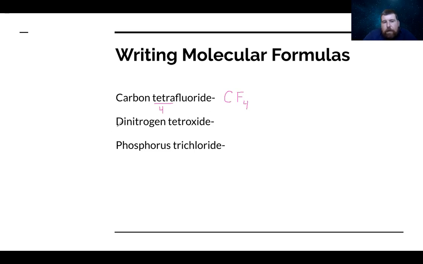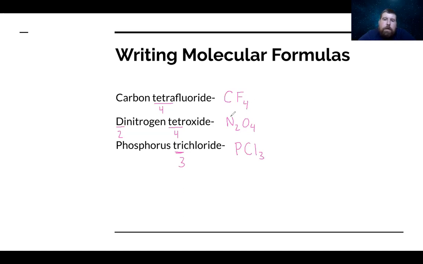The next example, we have dinitrogen tetroxide. Di, remember, is the prefix 2. Tetra is still the prefix 4, so we have 2 nitrogens and 4 oxygens, so it's going to be N2O4. And then the last one, phosphorus. Phosphorus does not have a prefix. The prefix tri, though, is 3, so this is going to be PCl3, phosphorus trichloride.